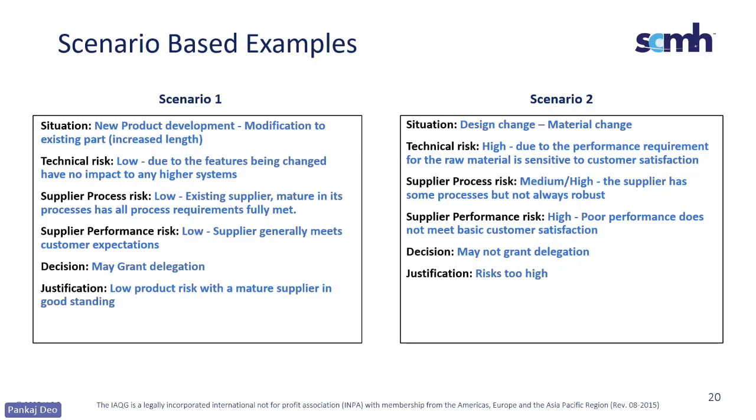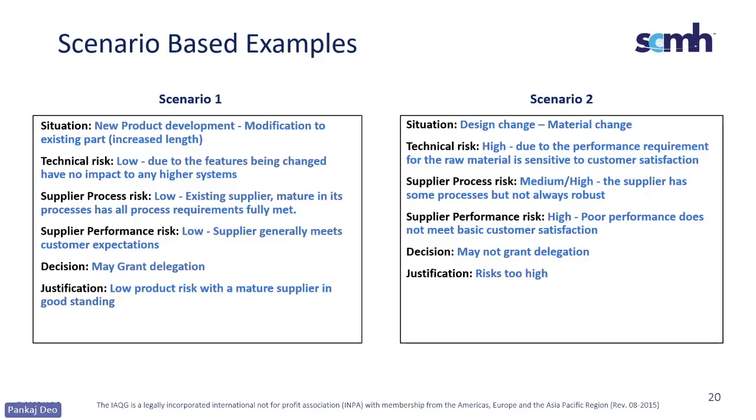So you can imagine scenario 1 where a company is developing a new product, but it is not truly new. It's just a modification to the existing product where they are changing some dimensions. The technical team, the engineering team from the customer, evaluated that it's low risk because it's just a feature being changed, and there is no impact on the higher system. So that's the evaluation coming from customer engineering.